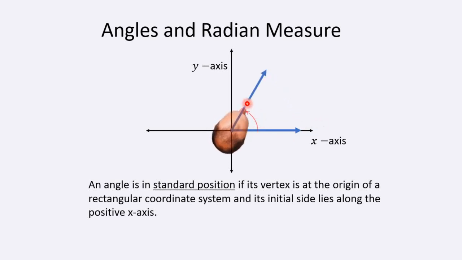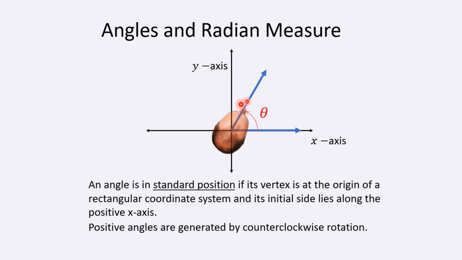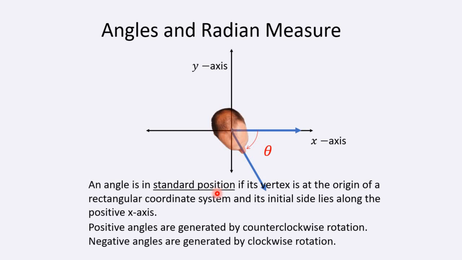This is a positive angle theta, and it's positive because the rotation is counterclockwise. So positive angles are generated by counterclockwise rotation. On the other hand, if you start with the initial side here, the positive x-axis, and you rotate clockwise instead, the angle that you create in standard position is going to be a negative angle. So negative angles are generated by clockwise rotation.